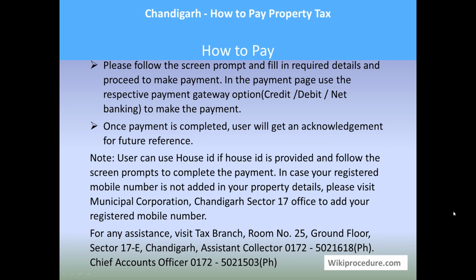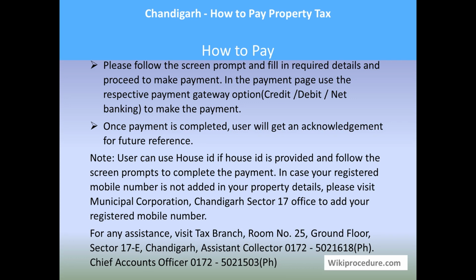In case your registered mobile number is not added in your property details, please visit the Municipal Corporation Chandigarh Sector 7 office to add your registered mobile number. For any assistance, visit Tax Branch, room number 25, ground floor, Sector 17E, Chandigarh, and Assistant Collector 0172, that is the STD code, 5021618. The Chief Accountant Officer's mobile phone number is also provided, which is useful to clarify any of your requirements as mentioned above.